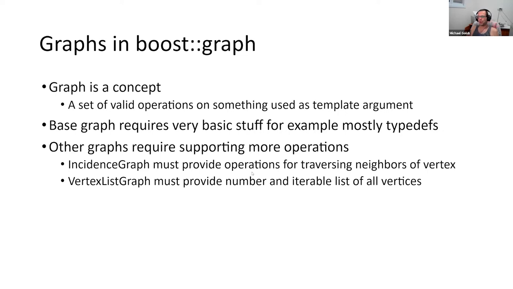Other graphs require more operations. For example, the incidence graph, which will be important for this talk, must provide operations for traversing the neighbors, something that sounds like what you want for pathfinding, right? So there is a function out_edges that receives a vertex and returns a range of edges, okay? From a vertex, a range of pairs of vertices. We have the vertex list graph, which provides a way to iterate over all the vertices in the graph, regardless of adjacency.